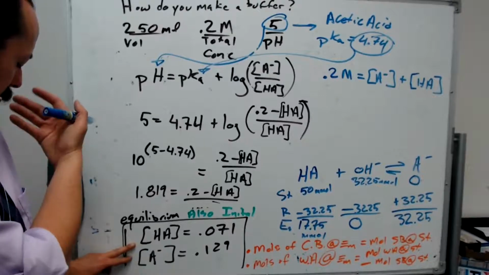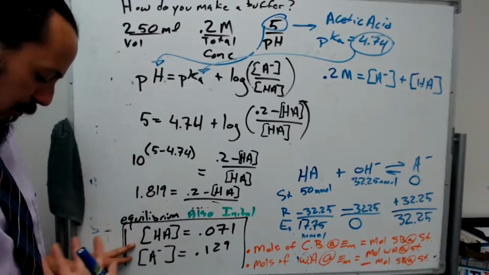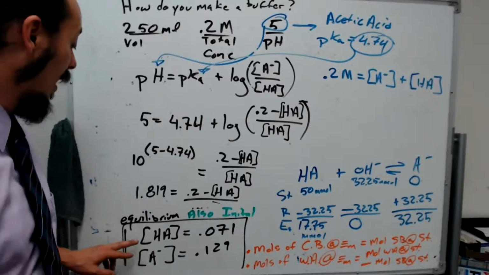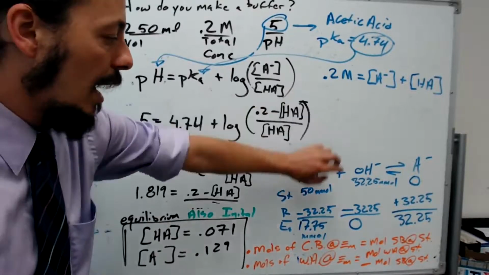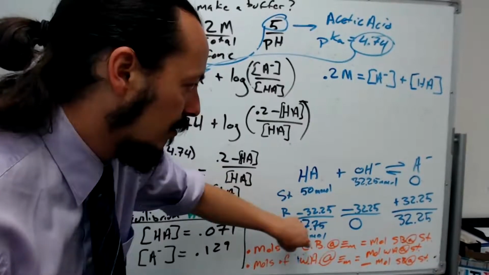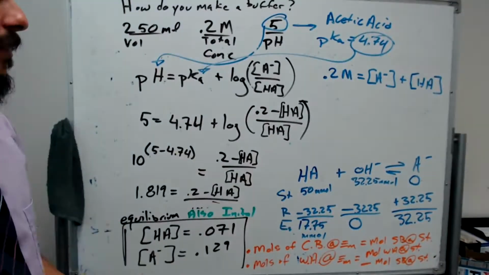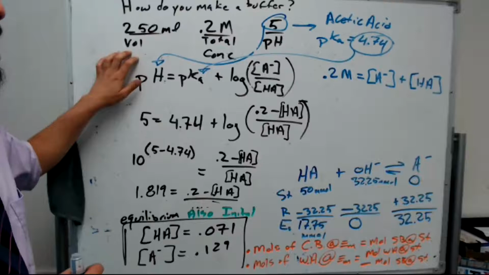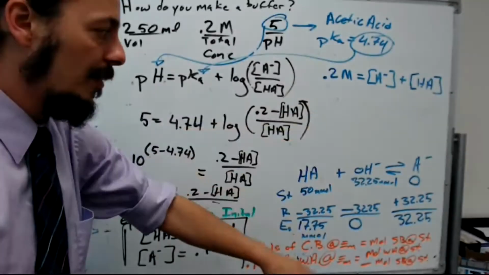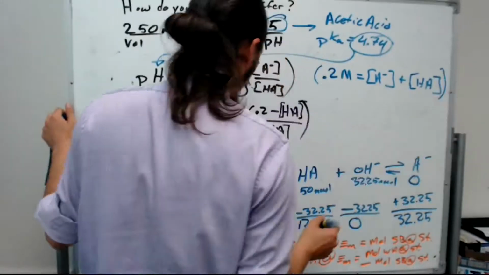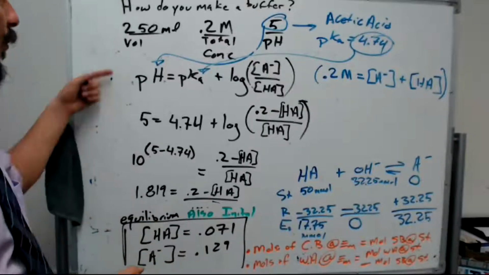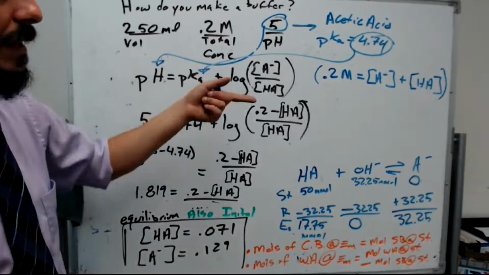Ugh, whiteboards are the worst. I've got my HA plus my A minus. I know what that is. I also know that adding the moles of those together gave me my moles at the start, and that I multiply by my total volume to get the moles. So let's take this equation here and multiply through by 250. What's 250 times 0.2?